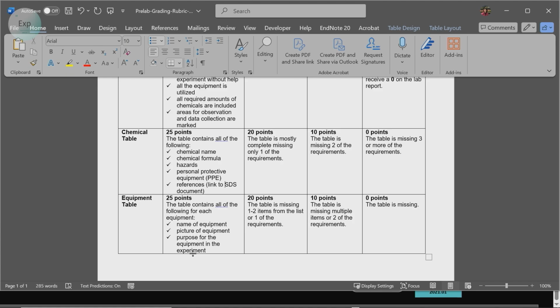In a follow-up video, I will demonstrate on real student samples how I apply this rubric.